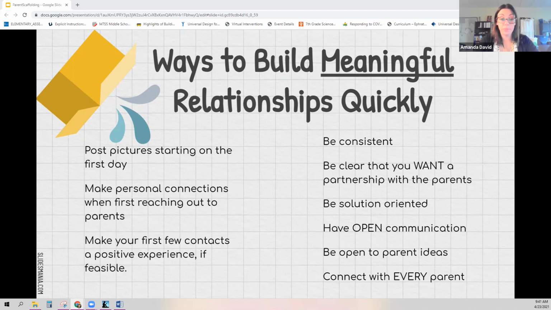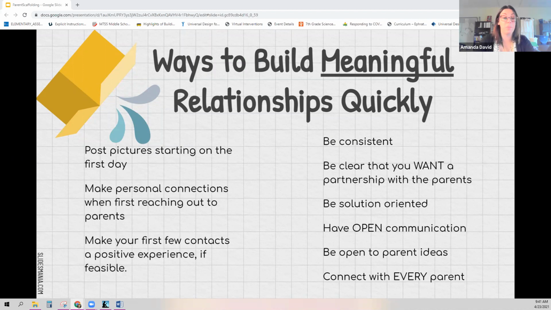Being solution oriented. So this is a big one. When there is a problem, calling the parent and just saying, your child had a problem today, what's going to be done about it, puts a lot of pressure on that parent, especially if this is something that's happening at school and the parent may not know all of the circumstances. So it's always good to come prepared with some potential solutions that you would like to bring to the table.